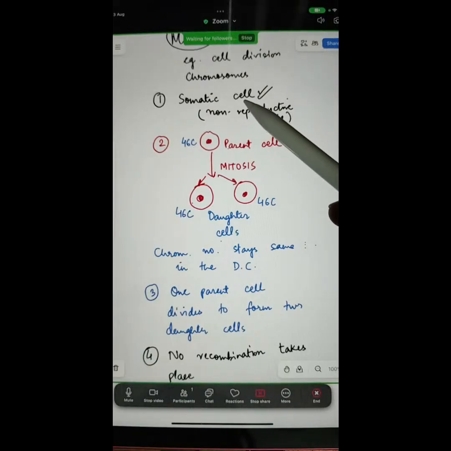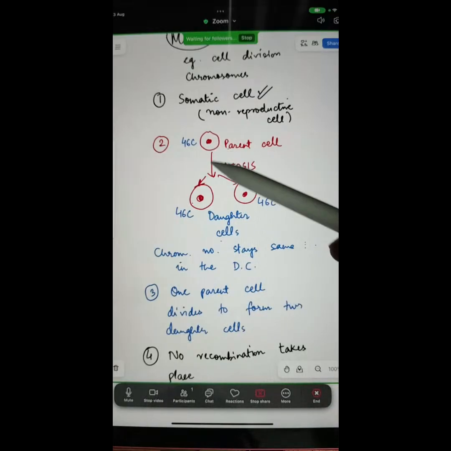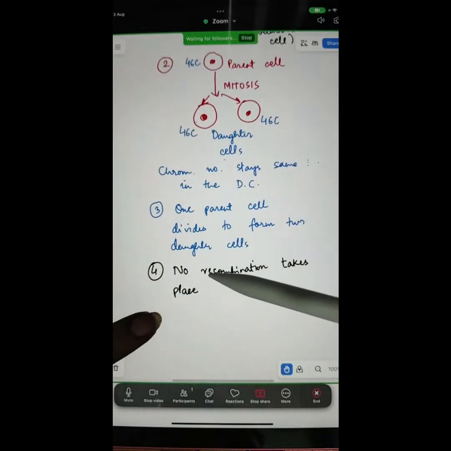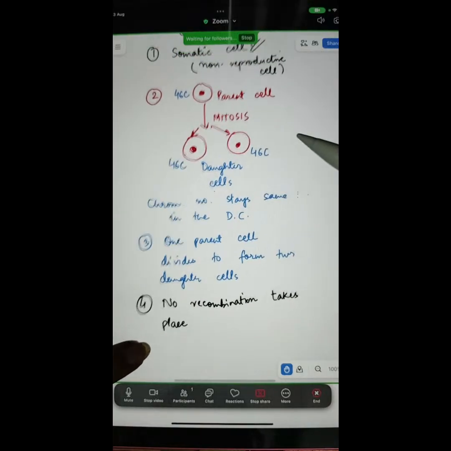So mitosis occurs in the somatic cells. One parent cell divides to form two, and the chromosome number stays the same in the daughter cells as that of the parent. So here I have taken the example of a human being. That is why I have taken 46 chromosomes. If we would have taken another example for another organism, then this chromosome number can vary. And the last point that I have written for this mitosis process: no recombination takes place.